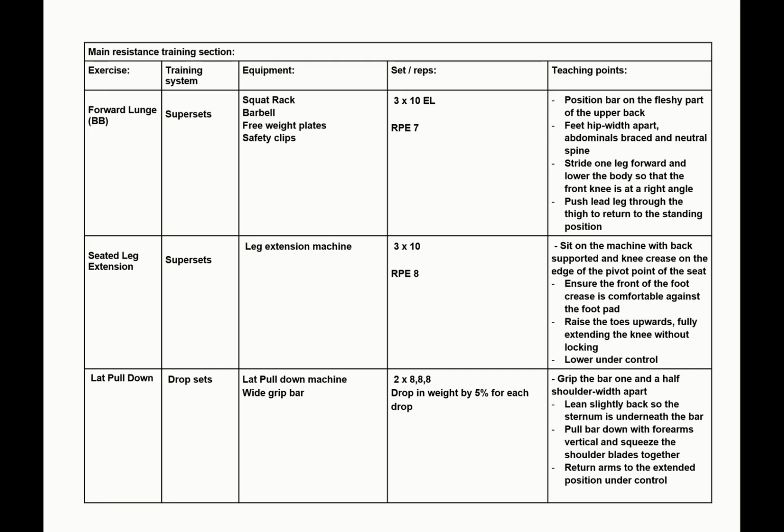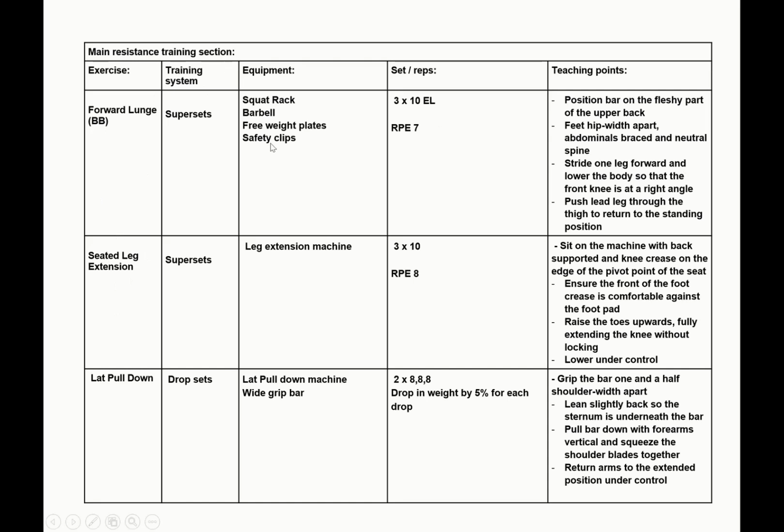We can do this for the same muscle group, so we might go from one exercise that's related to the quadriceps and go straight into another, which again prioritizes the quadriceps, so therefore we're working that same muscle group. Or indeed, we could do antagonistic supersets where we work, for example, the biceps in one exercise and then the triceps in the other. For this particular superset training system, we've used forward lunges and seated leg extensions. So the primary muscle here, the agonist during these movements, is going to be the quadriceps.